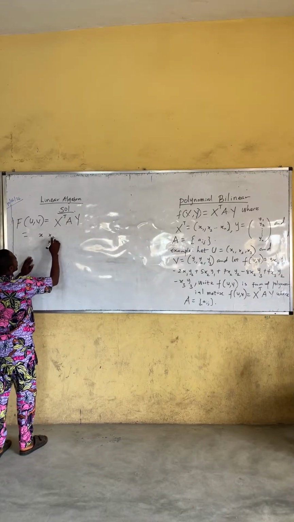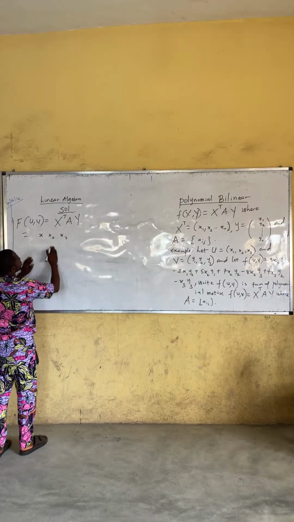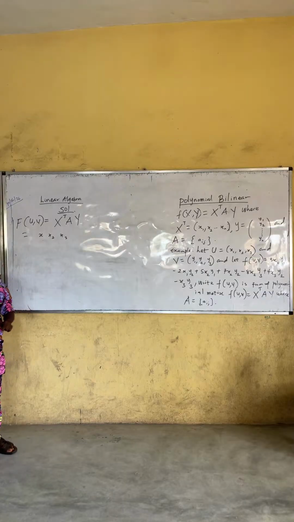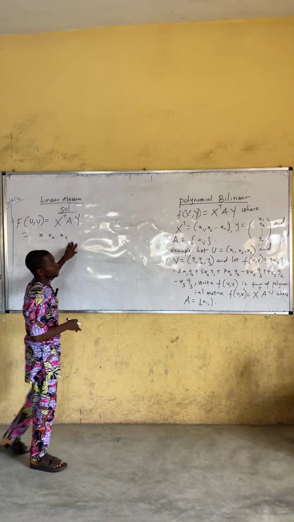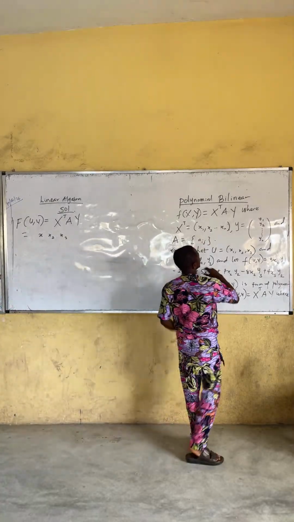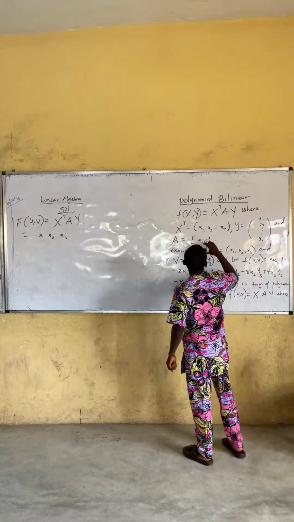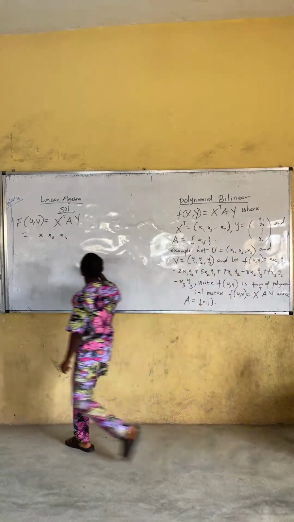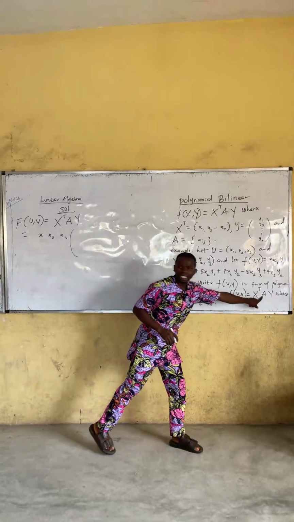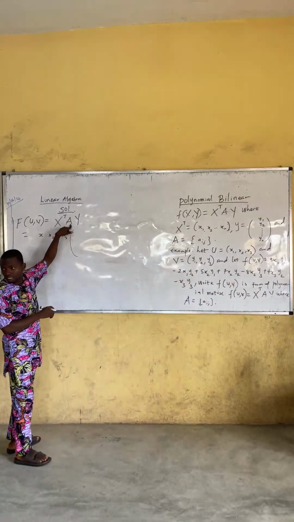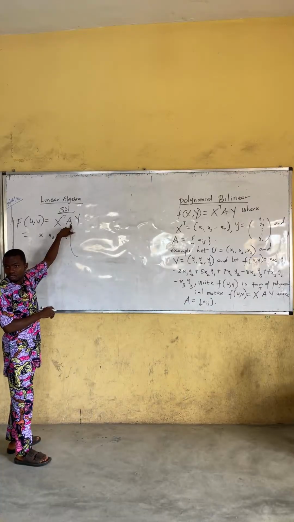Hope you are following. S1, S2, S3. Don't put comma because it's like a matrix. S1, S2, S3, did I put comma here? There's no comma. There you now put the matrix A at the middle, as you can see.